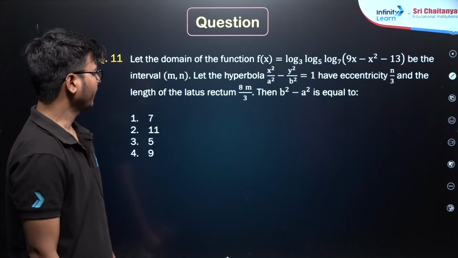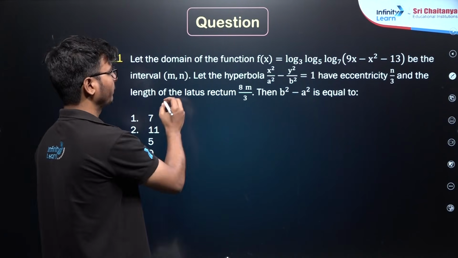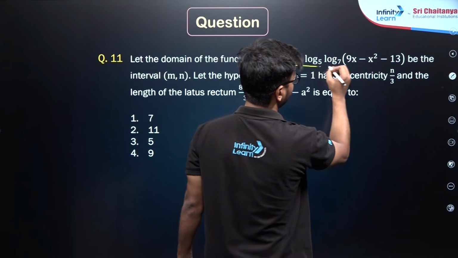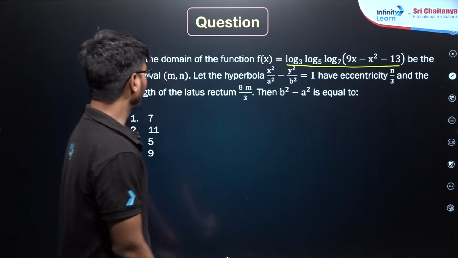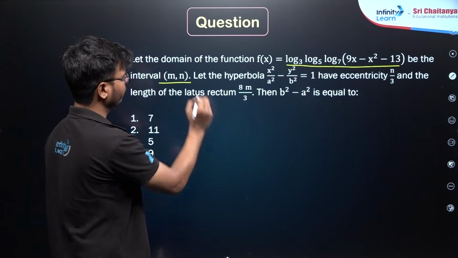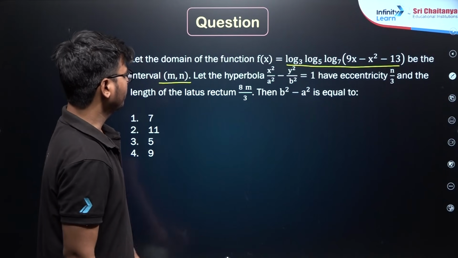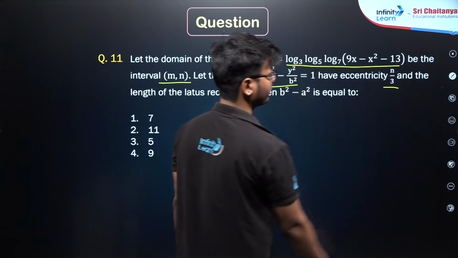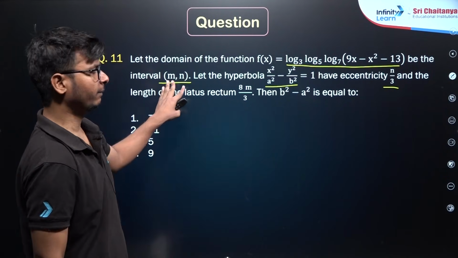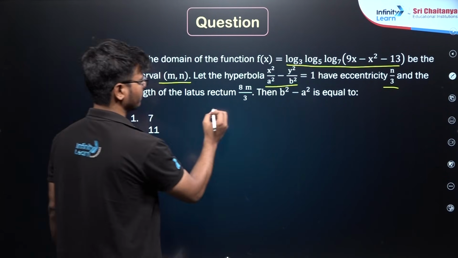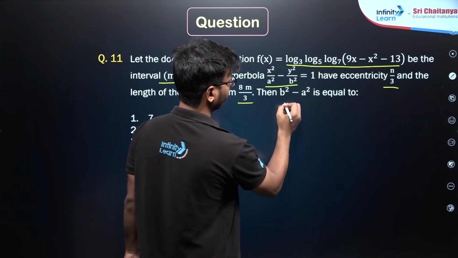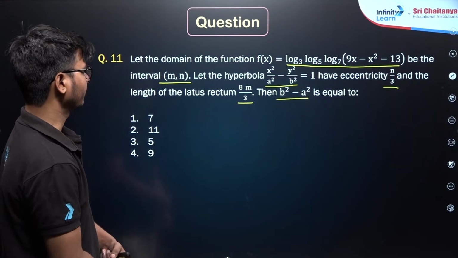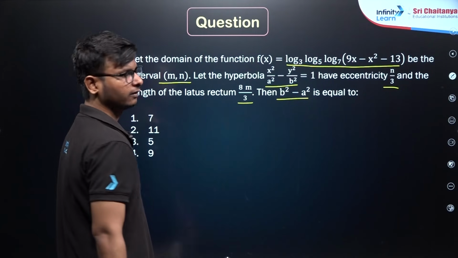So let's start. Again we have a question: the domain of the function f of x equals log 3, log 5, log 8, this, okay? And the interval is in the form m comma n. We are given a hyperbola, and the eccentricity is given as n by 3, so first of all we have to find the values of m and n. The length of the latus rectum is given as 8m by 3, and we have to find the value of b square minus a square, okay? So let's get started. First of all we have to find the domain of the given function.